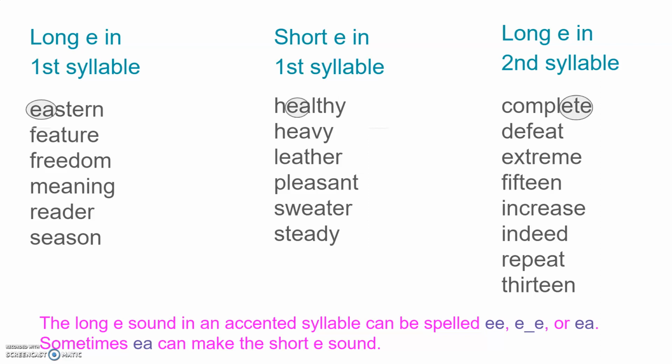All right, grab your regular pencil or a second colored pencil, and go to each of your words and circle the spelling pattern that makes the E sound. You're going to be circling your double E's, your E consonant E's, or your EAs for every word. So pause the video while you do this.